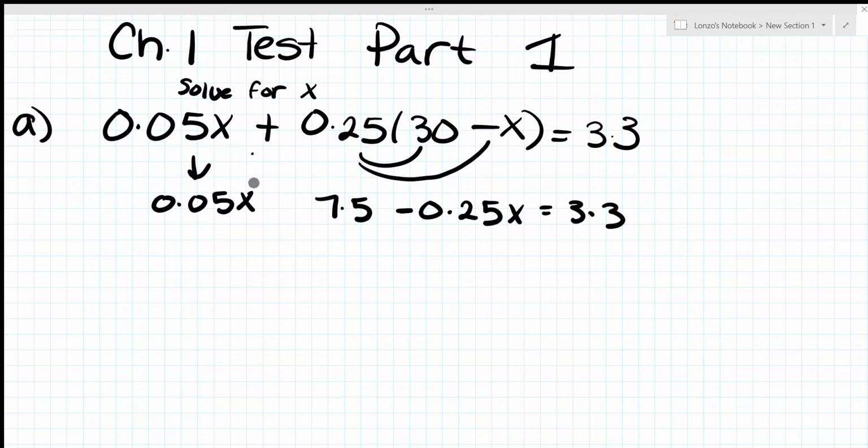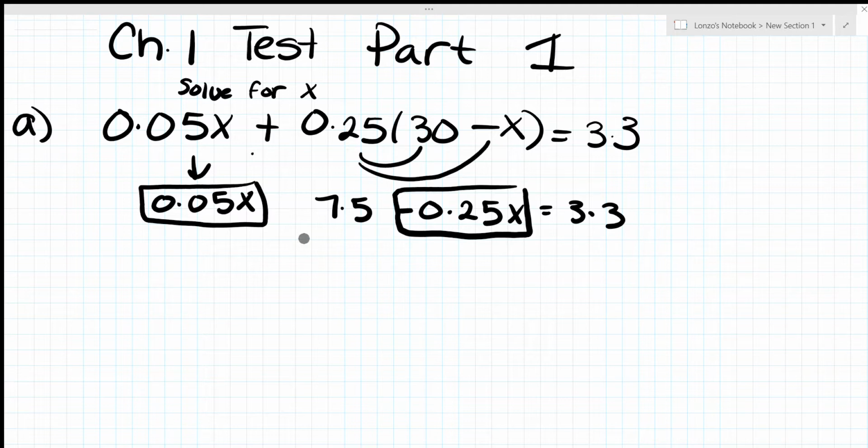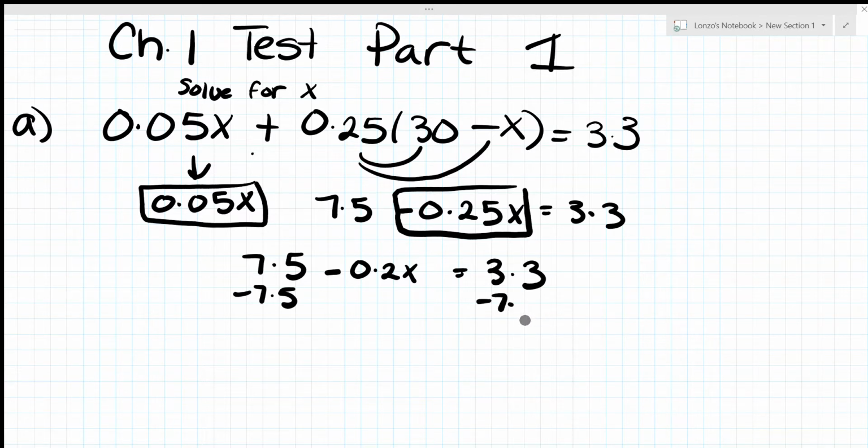So I'll circle this: we can group 0.05x with negative 0.25x. When you add those two, you get negative 0.2x. And then you bring down the 7.5 because we didn't do anything with that. So 7.5 equals 3.3. We want to solve for x, so I'm going to subtract 7.5 from both sides. So this cancels. You're left with negative 0.2x equals 3.3 minus 7.5, which is exactly negative 4.2.